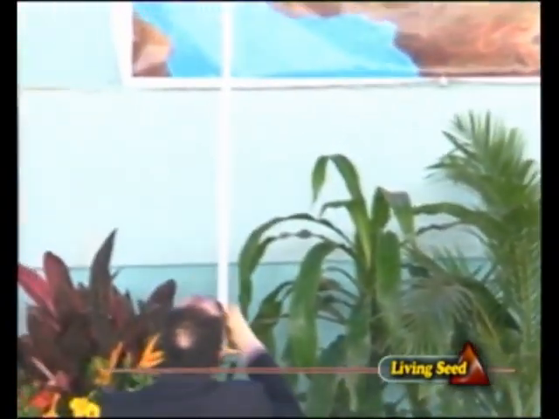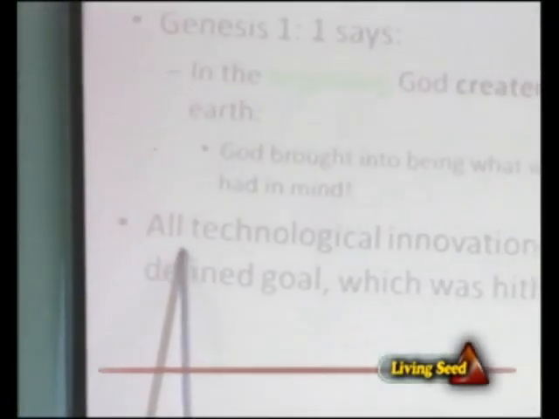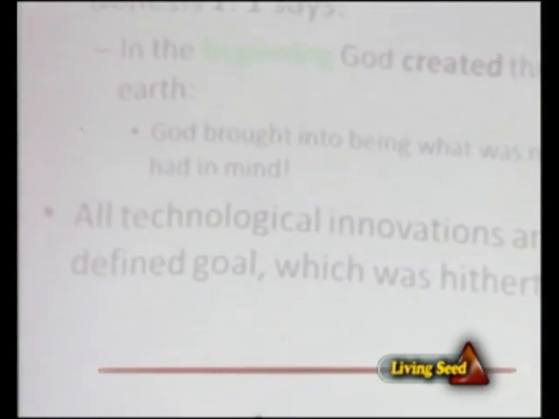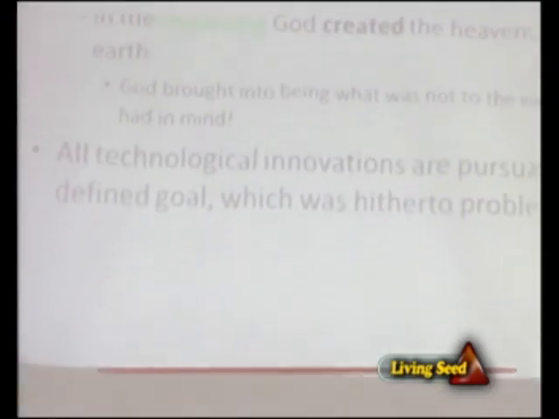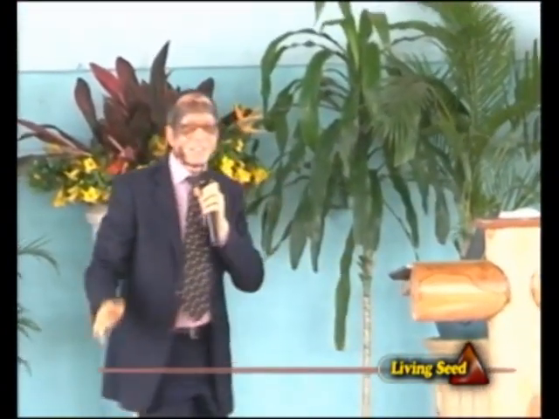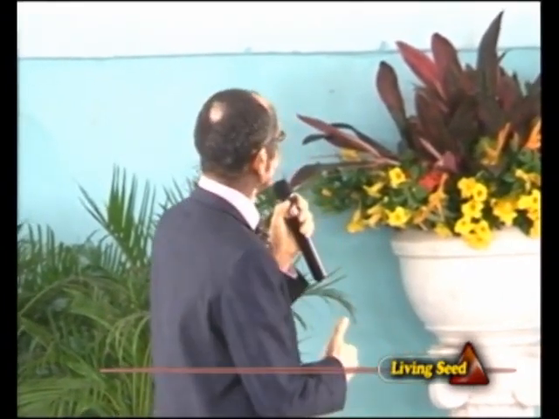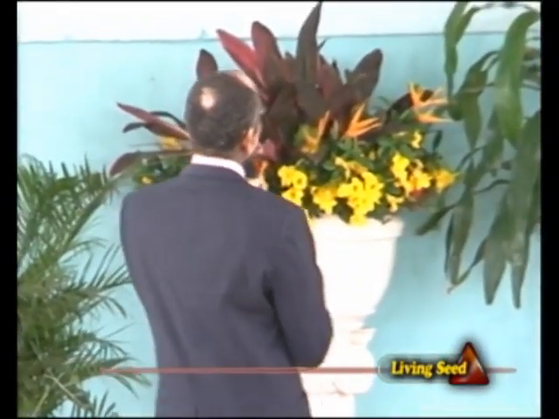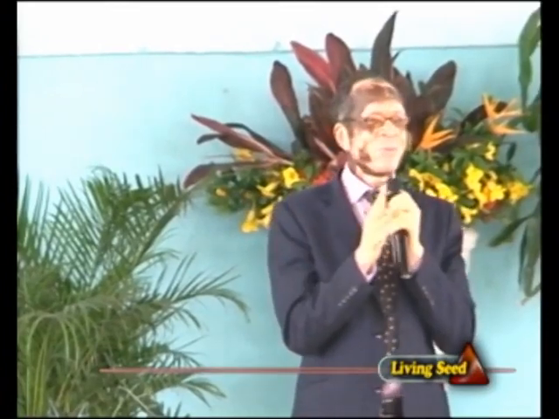In Genesis chapter 1, verse 1, the Bible says, "In the beginning, God created the heavens and the earth." In other words, God brought into being what was not to the end that he had in mind. So, when you talk of technology today, our attention is usually drawn towards Bill Gates, Steve Jobs, and others like him. We usually ascribe technology to these people. But as we saw in the first definition, technology is merely the creation of things. And we saw right at the beginning of creation, what happened? Technology.